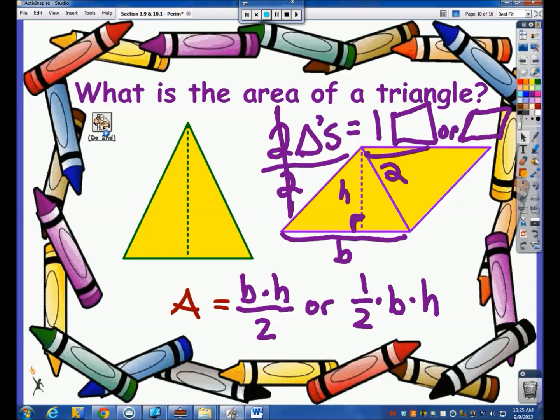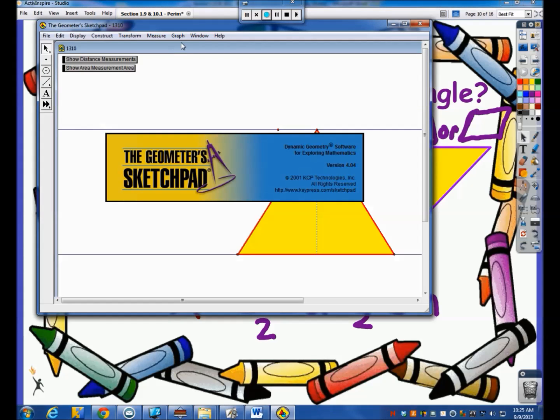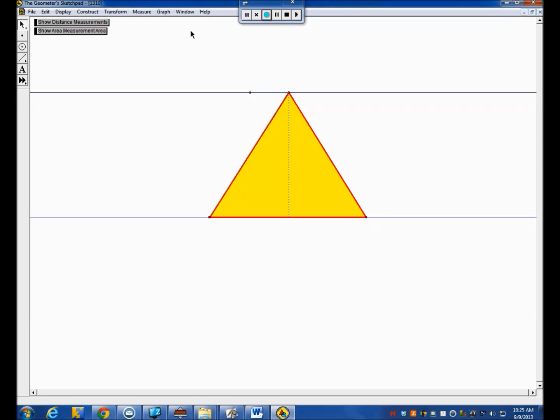Now another thing I want to show you here is with Geometry Sketchpad real quick. So notice I've got a triangle, here's my height, here's my base, and I've got it set right now so the height is 8 centimeters and this base is 10 centimeters. All right. Notice that the area would be 1/2 base times height, so base times height divided by 2 gives me 40.